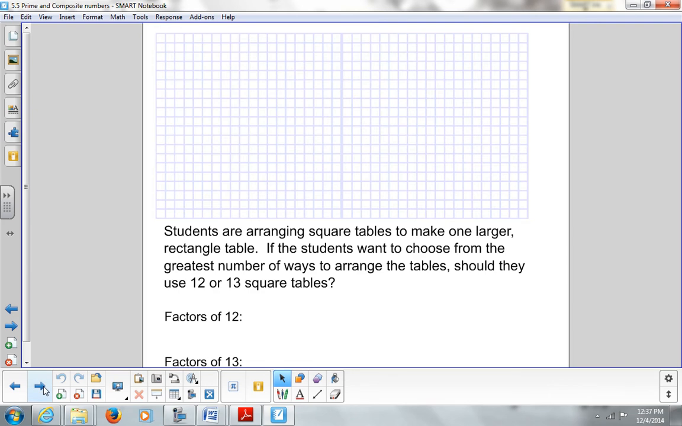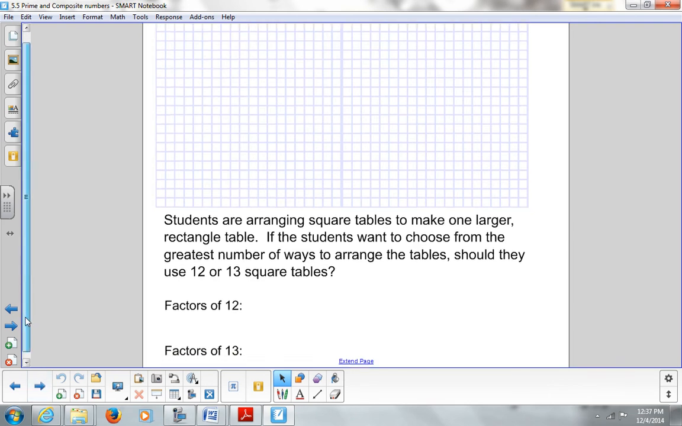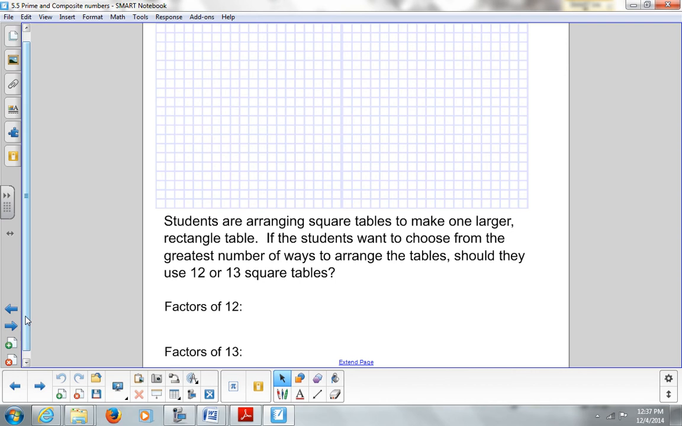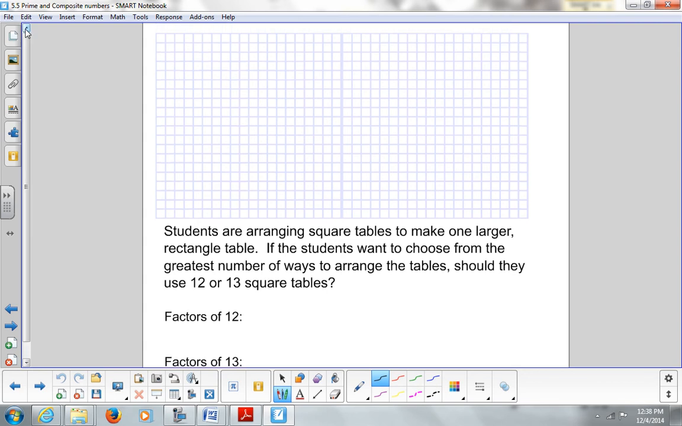All right, so here we've got an example of how to do that. Students are arranging square tables to make one larger rectangle table. If the students want to choose from the greatest number of ways to arrange the tables, should they use 12 or 13 square tables? So I'm going to find the factors. I'm going to basically build my tables here. So I've got 1, 2, 3, 4, 5, 6, 7, 8, 9, 10, 11, 12.